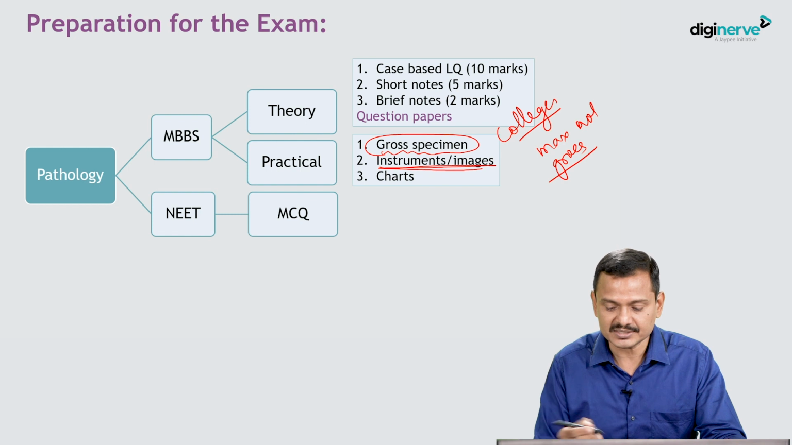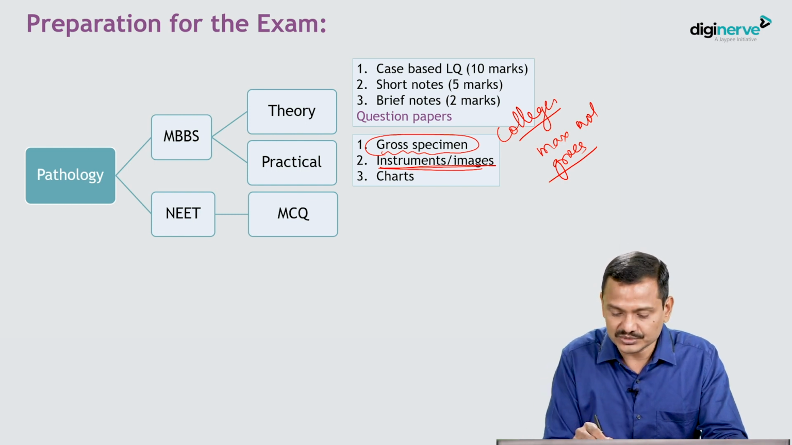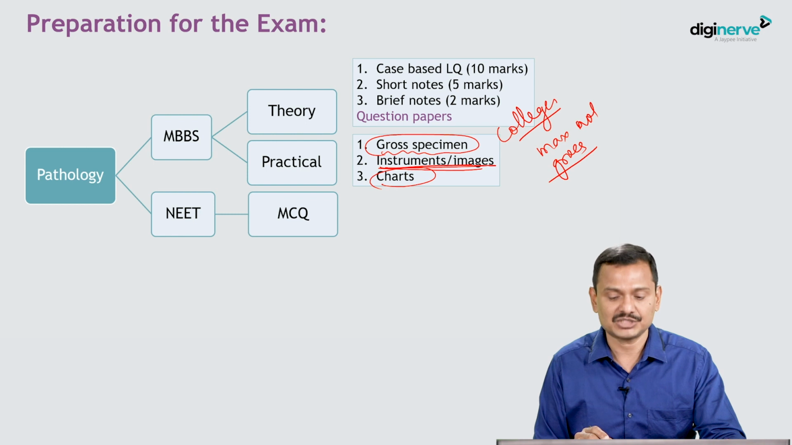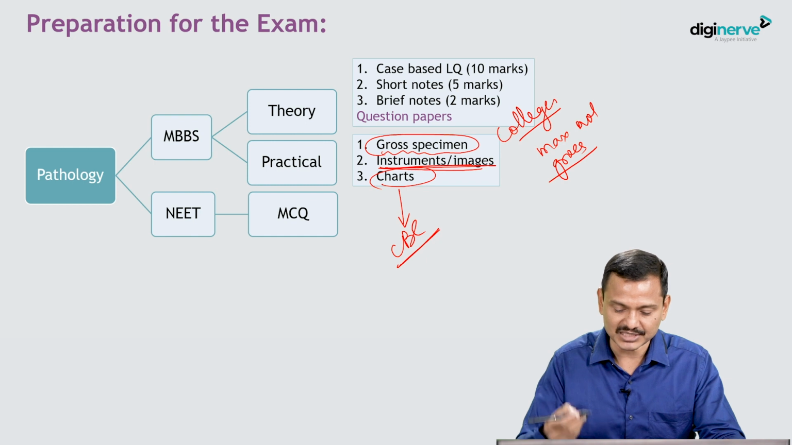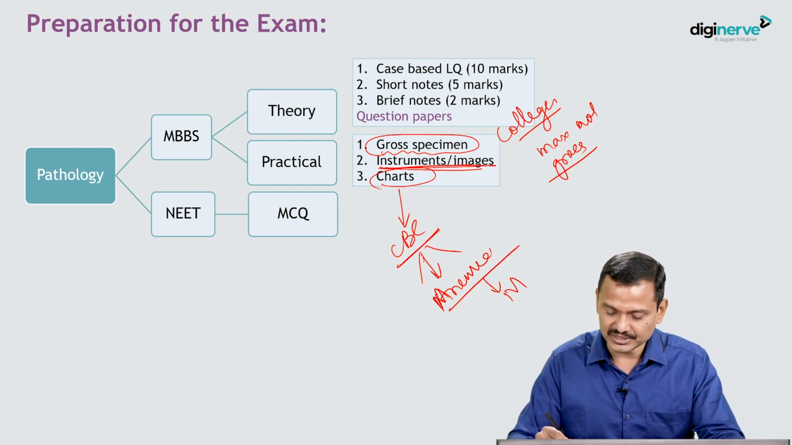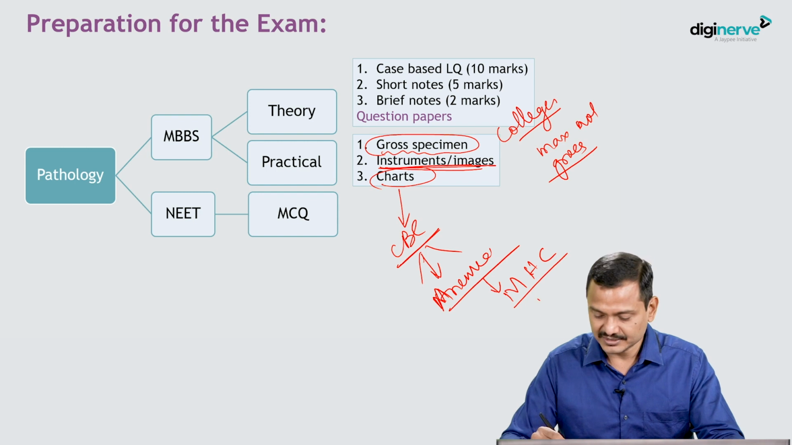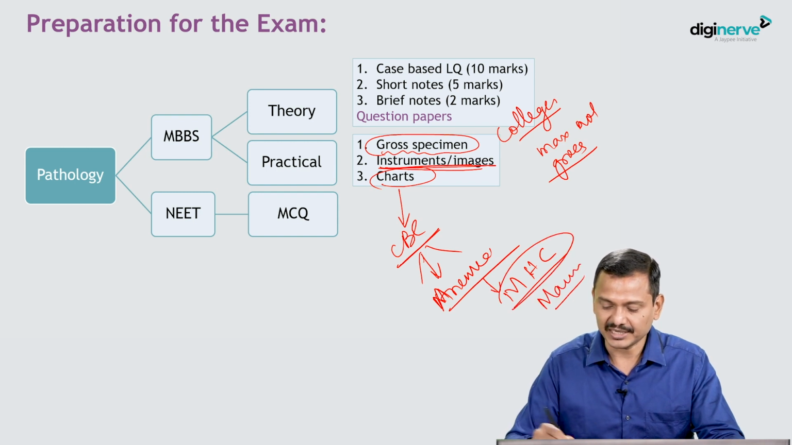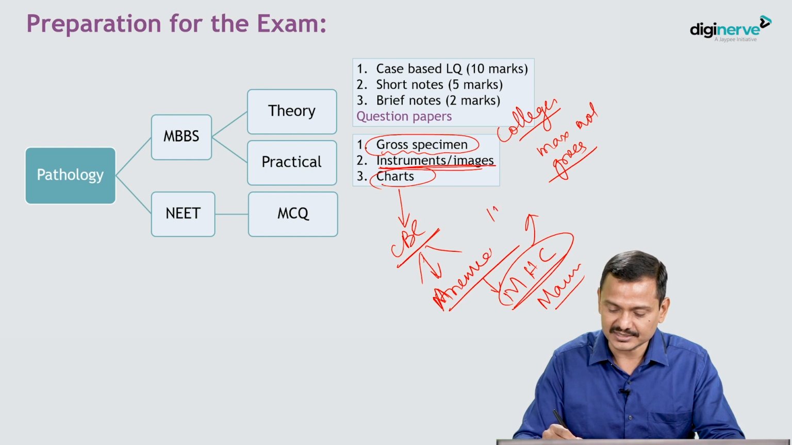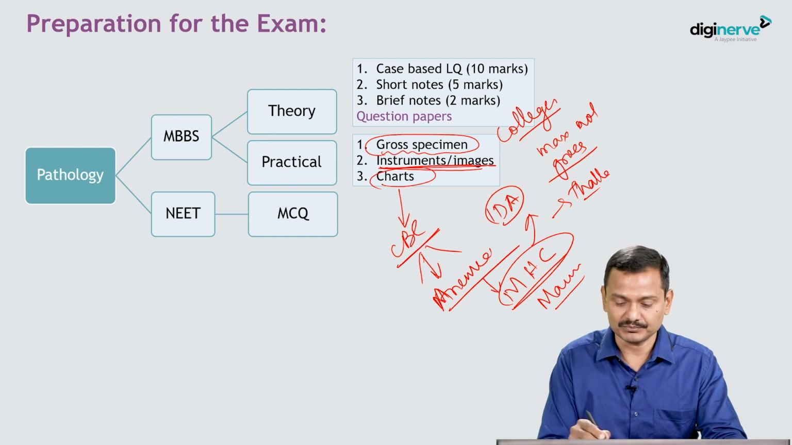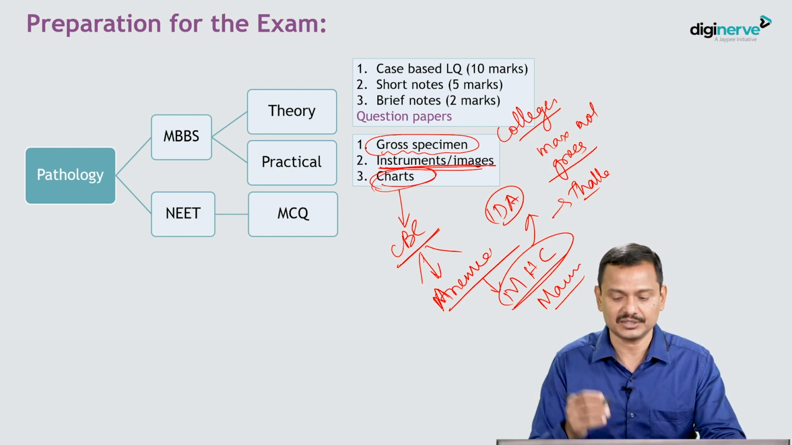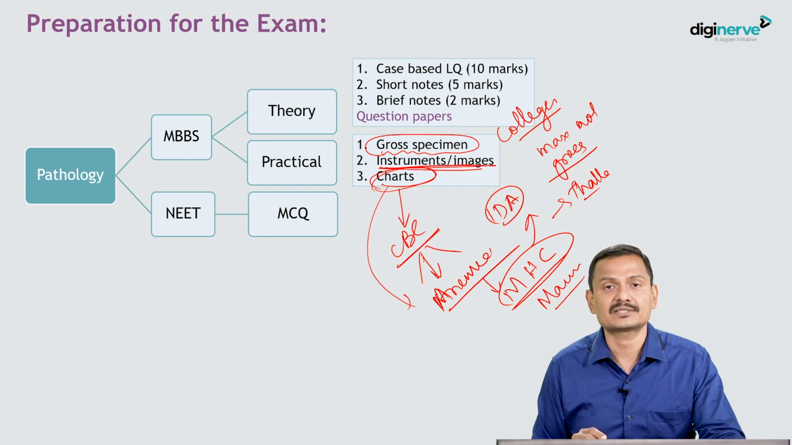Then there are instruments, like some needles and vacutainers. Then you may be given some charts to interpret, like one CBC chart, a complete hemogram chart, and from that you have to find out whether anemia is there first. If anemia is there, then is it microcytic hypochromic anemia or macrocytic anemia? If it is microcytic hypochromic anemia, is it iron deficiency anemia or thalassemia? So that is how from the chart or tables you have to read certain interpretations and get some inference.